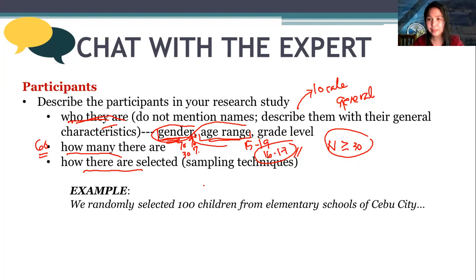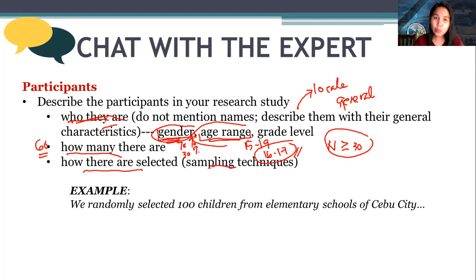Next, how are they selected? What's your sampling technique? Like if you say, I'll conduct the study with 30 grade 12 students, how did you choose the 30 grade 12 students? Is it simple random sampling? Is it stratified random sampling? Systematic random sampling? Cluster random sampling? Or do you go for non-probability like convenience, snowball, purposive? How did you select the samples?